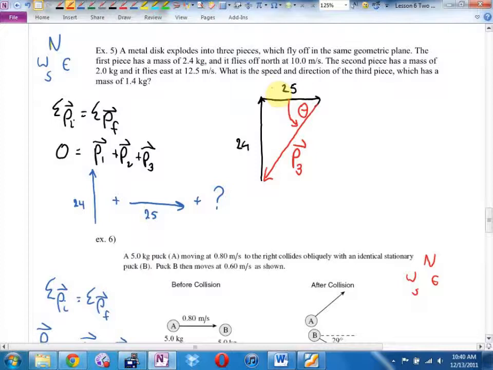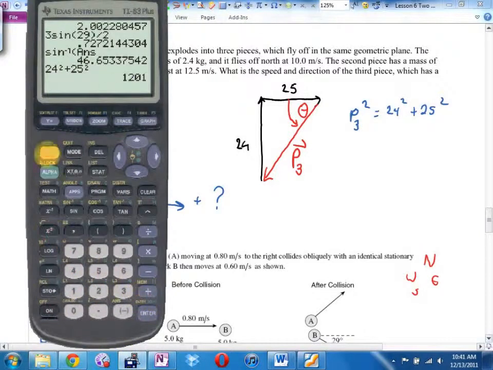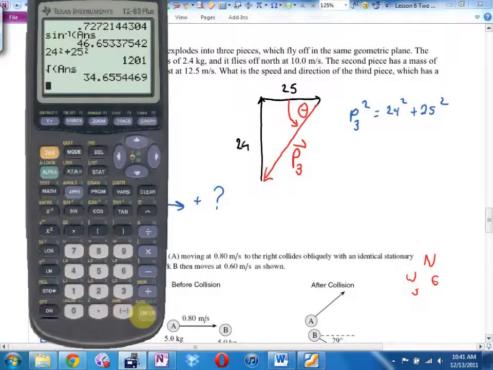How can I find momentum 3? Do I need to go all cosine law on you? No, I can use Pythagoras for Pete's sakes. Oh, this is great. You get 34.655. Yeah. Momentum of object 3 equals 34.655.